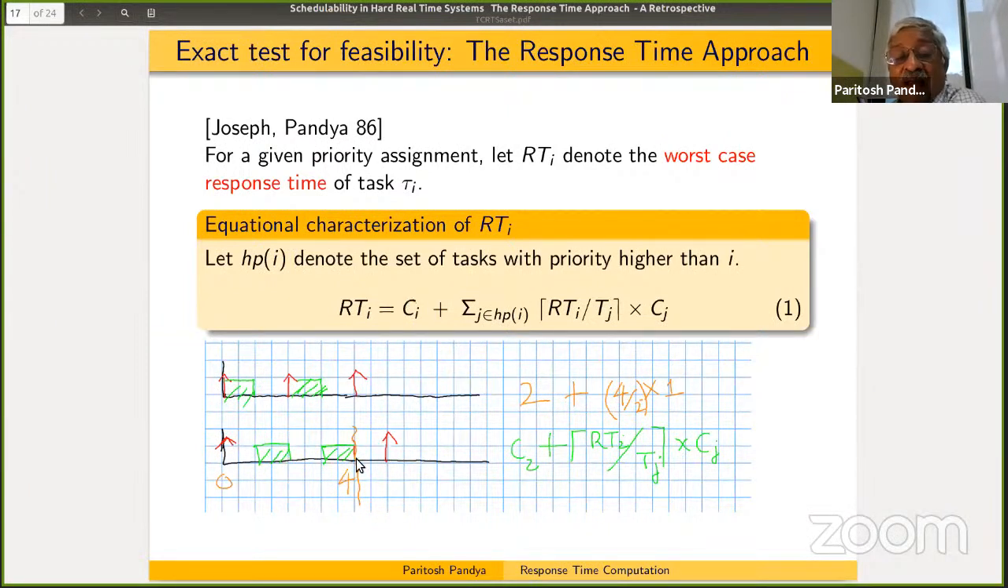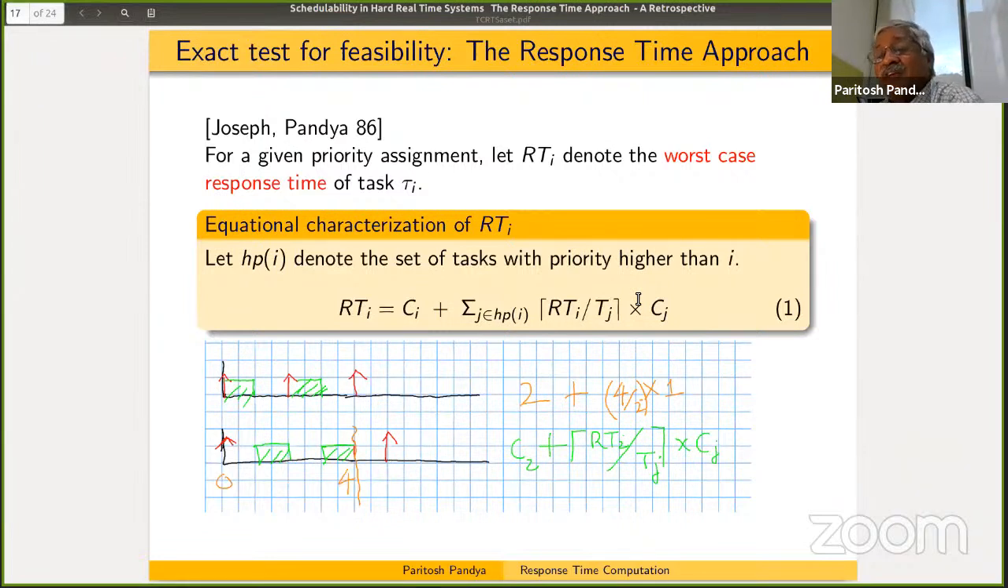And for response time, all that remaining time I should fill up to do my computational requirement so that I finish my computation. So I have 2 units of computation requirement, which I do in these green parts, and I come to 4. So this is the equation. That is, response time is such a period such that you finish your computation requirement and you finish the interference due to all the higher priority tasks. And this interference is number of invocations of the higher priority task multiplied by their computational load.